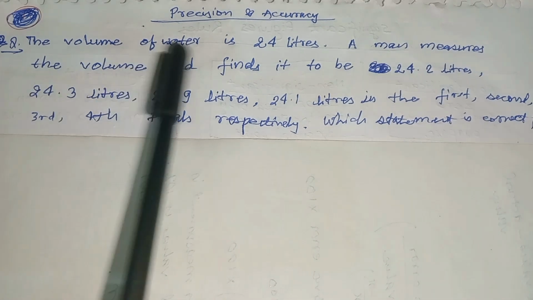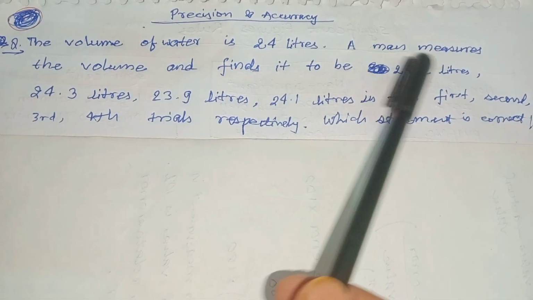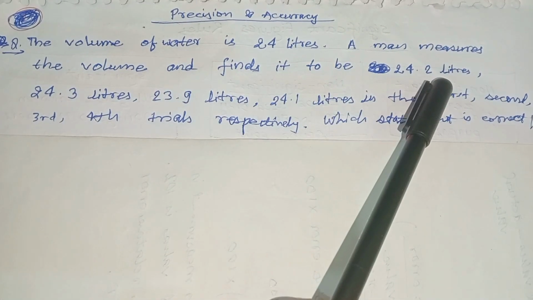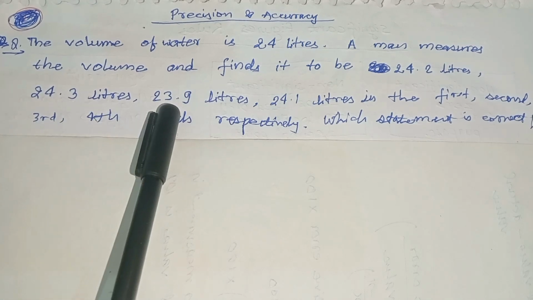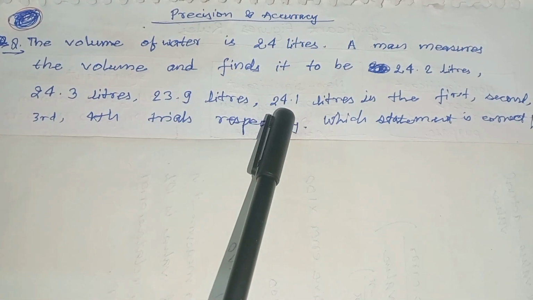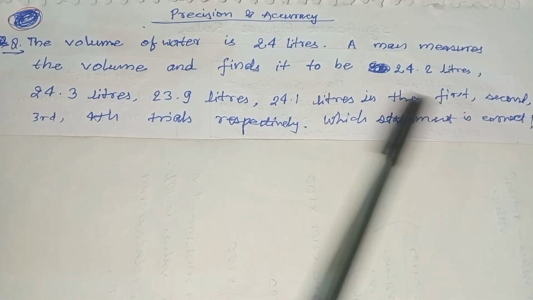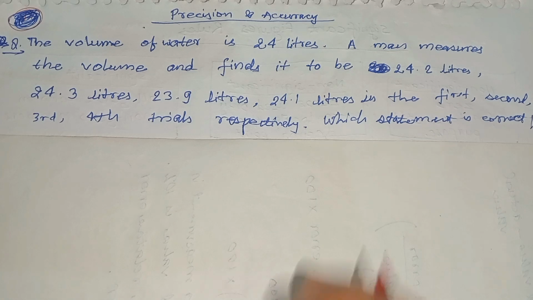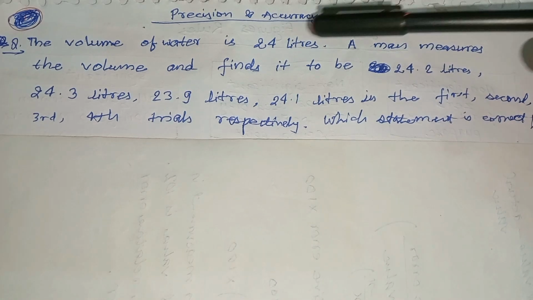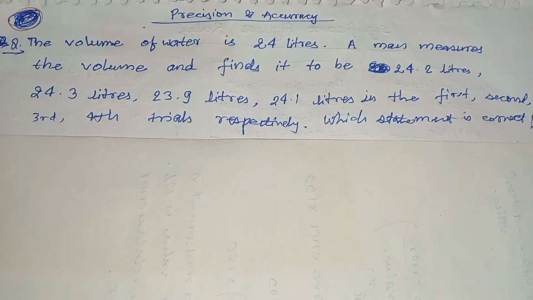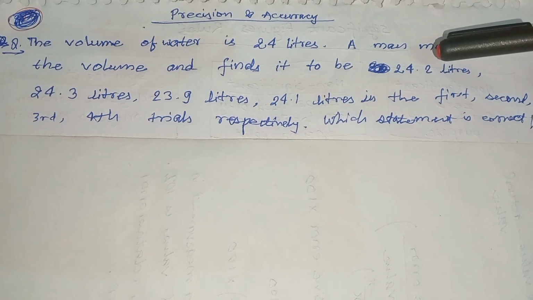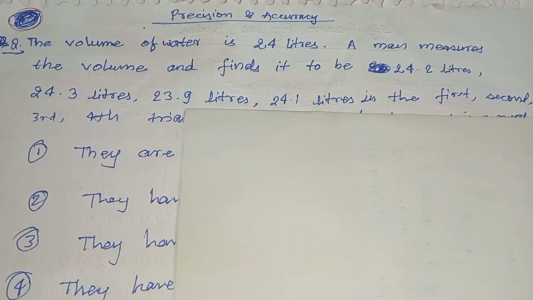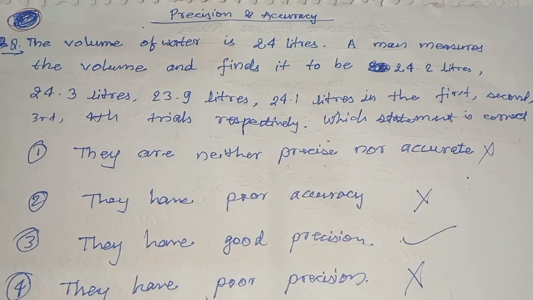Here it is given, the volume of water is 24 liters. A man measures the volume and finds it to be 24.2 liters, 24.3 liters, 23.9 liters, and 24.1 liters in the first, second, third, and fourth trials respectively. Which statement is correct? Now this is the question. The actual volume is 24 liters, and the four measured values are these. Now the statements are given. Let me show you the solution.